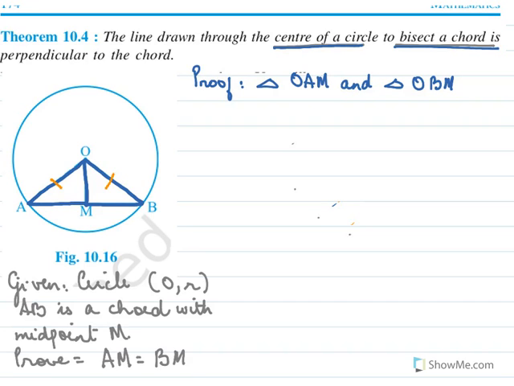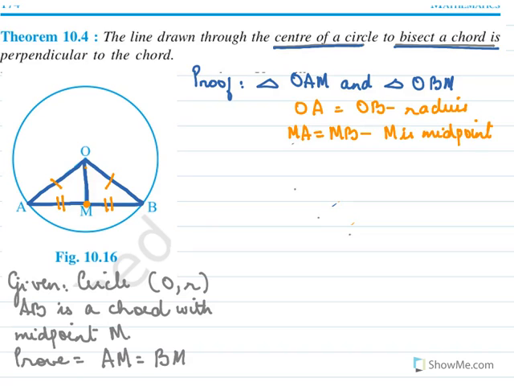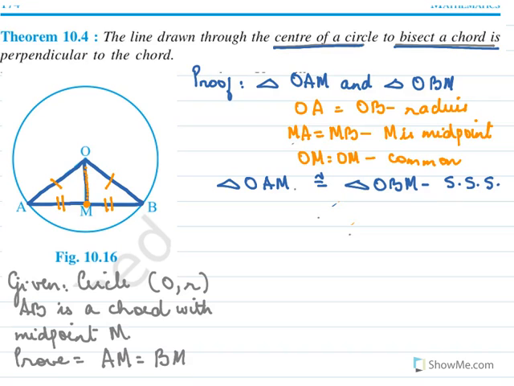So first we'll say OA equals OB, radius. Then MA equals MB, this is given because M is a midpoint. Here M is a midpoint. So we have MA equals MB, reason: M is midpoint. And we have OM common. OM equals OM, and that is common. So triangle OAM is congruent to triangle OBM by the SSS test.